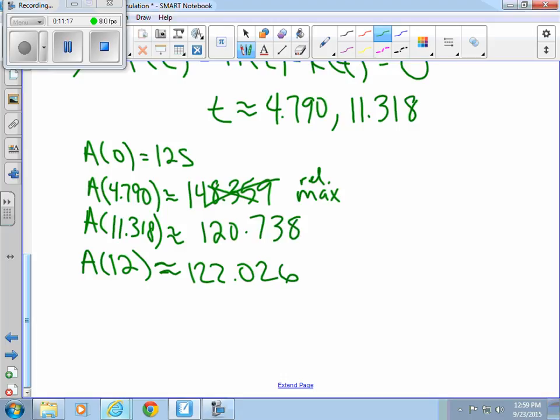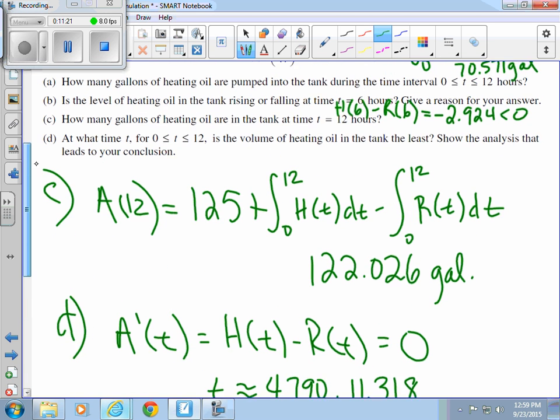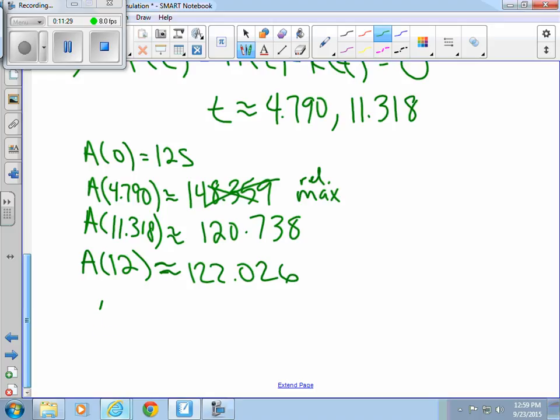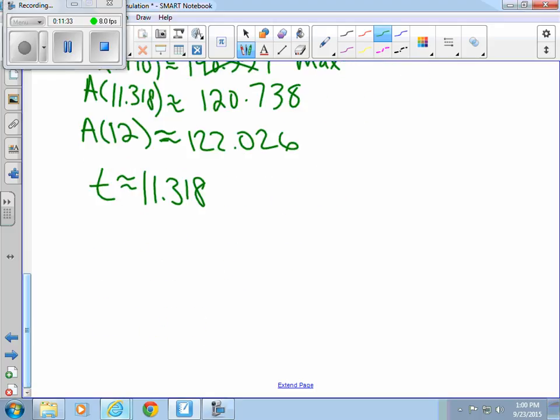So how was the question worded? Let's go read it. And at what time? So what's the answer there? The answer is T is approximately 11.318. And what is our reasoning? We use the candidates test.